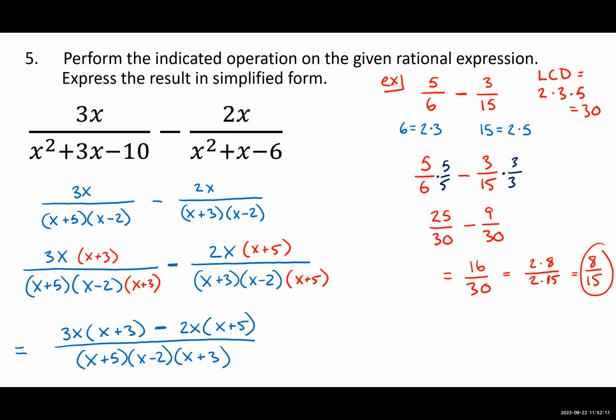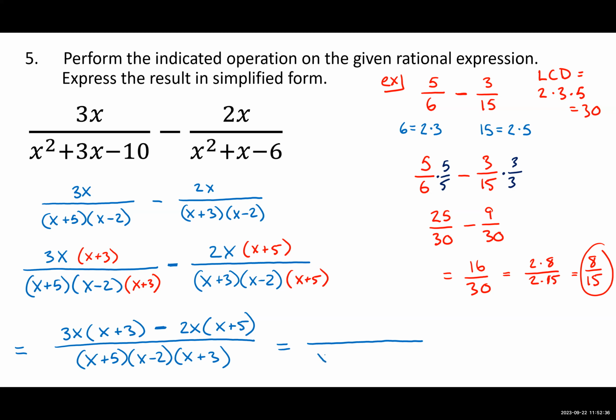Figure out what is the least common denominator. Get a common denominator for both fractions. And then add the top or subtract the top, depending on if it's an addition or subtraction problem. This one's subtraction, so we do top minus top. And the bottom is the common denominator. All right, and that's how it's done.